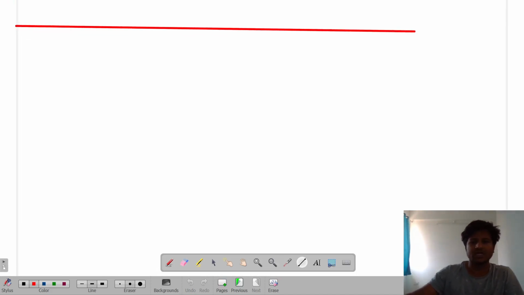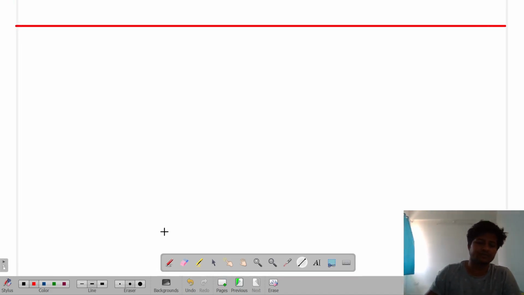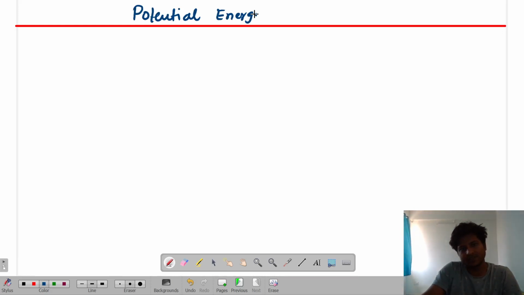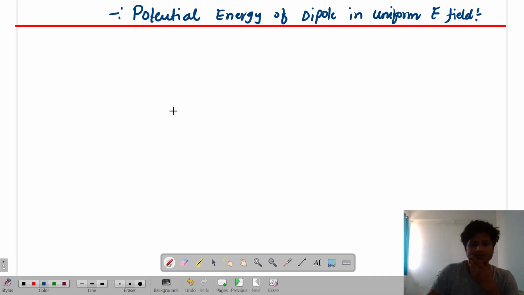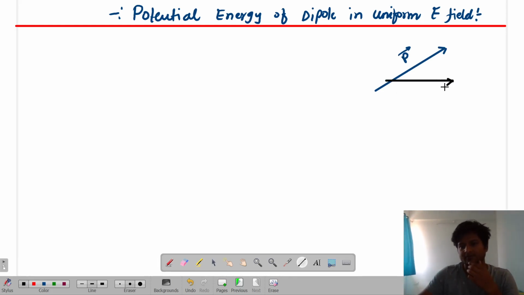So basically, to rotate, something should provide some energy, isn't it? So this is why it is necessary to find the potential energy of a dipole in a uniform E field. Is that clear? Are you able to get me? So look over here. Let's suppose, if I write plus q and minus q, this is my dipole moment vector, isn't it? And this is my electric field vector.